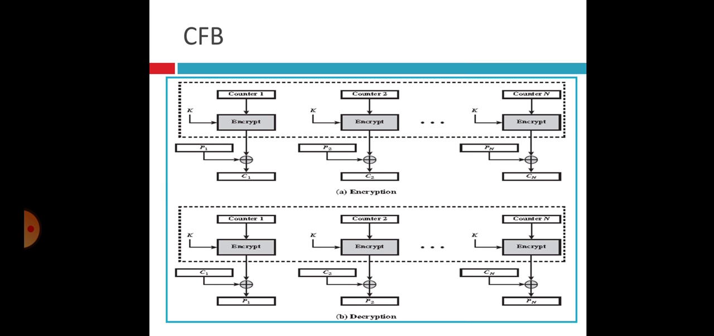CFB mode diagram is the same as the counter 1 to n encryption. C1 plaintext and key are used for encryption and decryption. Both are similar processes, one kind of encoding and decoding process following some equations we have already seen in the last topic.